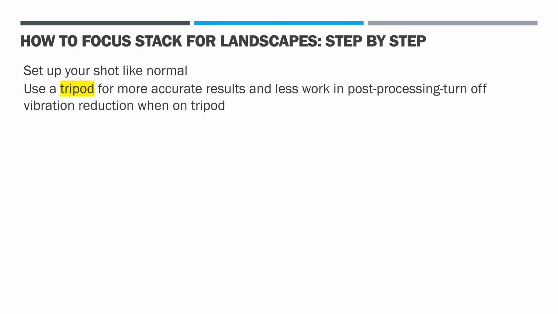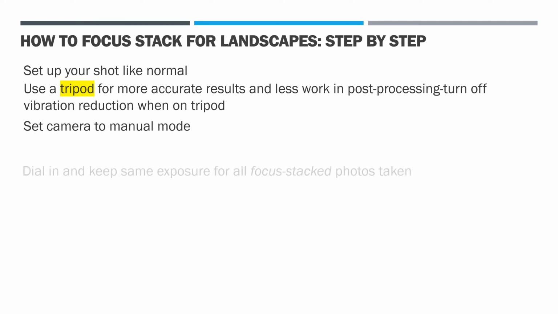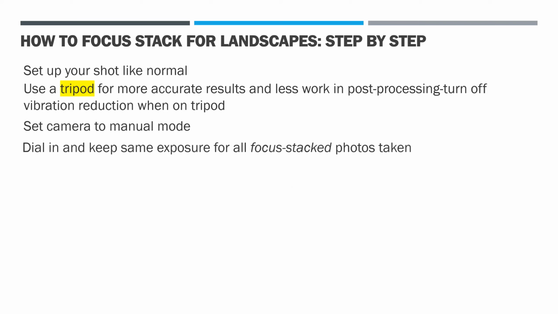But that philosophy's changed now with newer cameras. I don't know which of the newest models, but with the newer ones, you don't have to turn it off. You can leave it on. Oh, okay. But if you're on a tripod, it's still a good idea to turn it off. Give yourself a better shot at it. But Rich, the bigger problem is remembering to put it back on. Right, exactly. Set it to manual mode, so you're doing everything manually. Dial in and keep the same exact exposure. Don't change your exposure from shot 1 to shot 3 or 1 to shot 50.